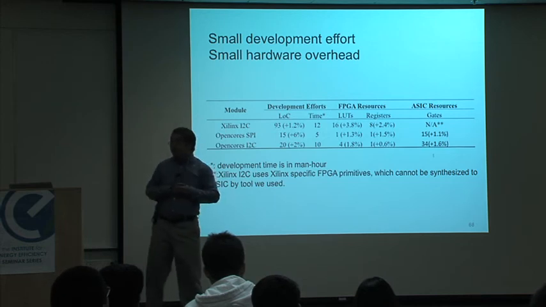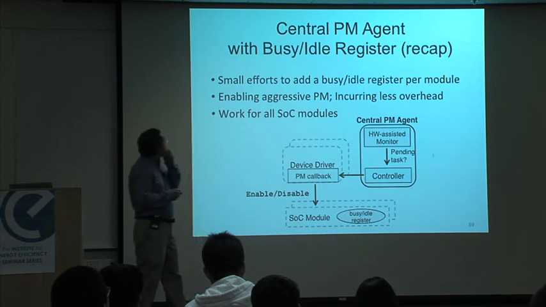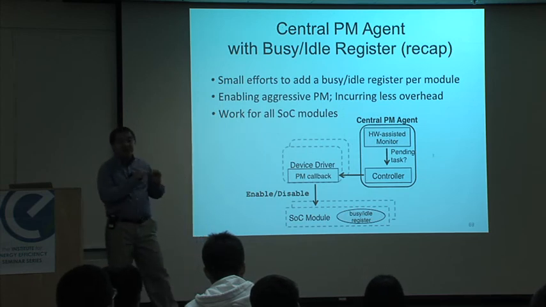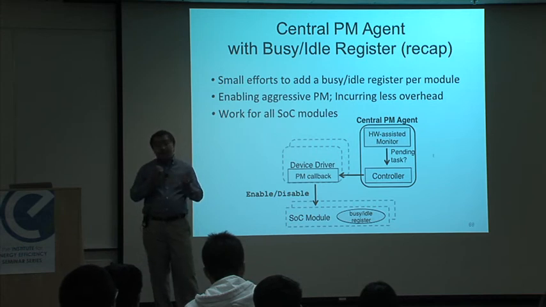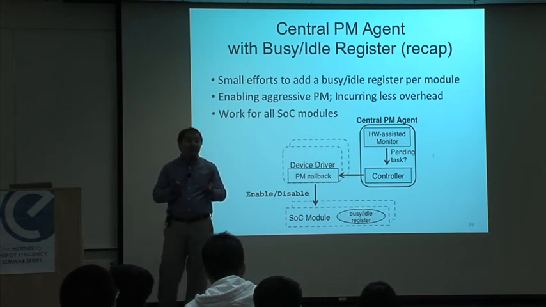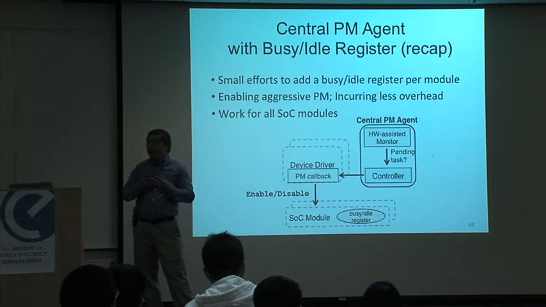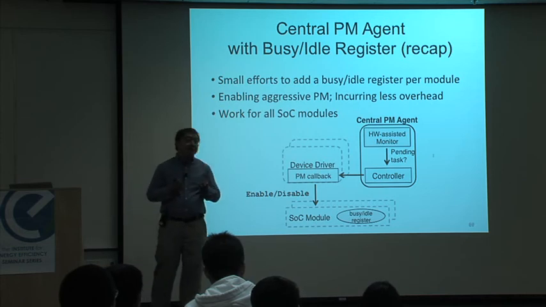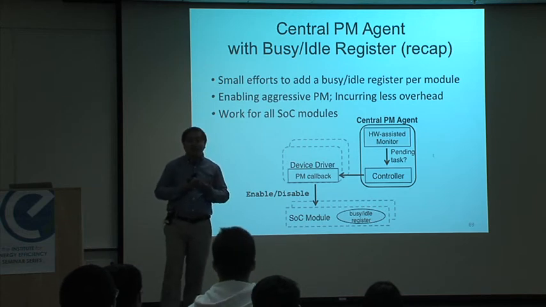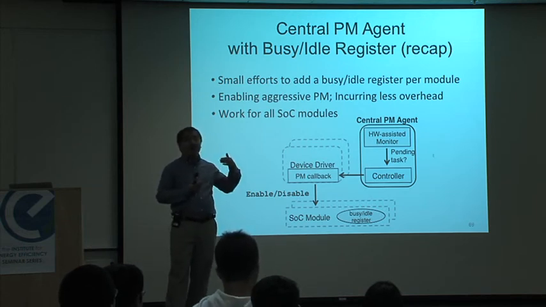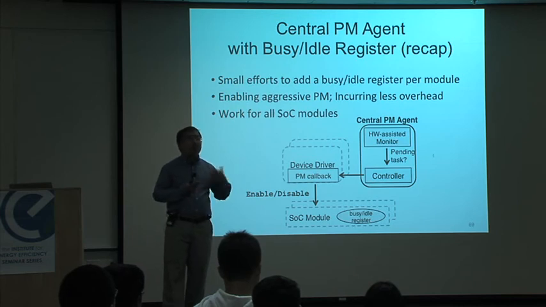Okay, so let's recap it, right? With small effort and this busy-idle register, you can enable very aggressive power management and incur very little overhead, almost zero overhead in terms of power consumption and performance. And it works for all SoC modules, okay? So I suspect most of the modules actually already have this register there. It's not documented, so we don't know how to use it. But if you use it, you can basically make centralized power management even better. Okay, that's the point.